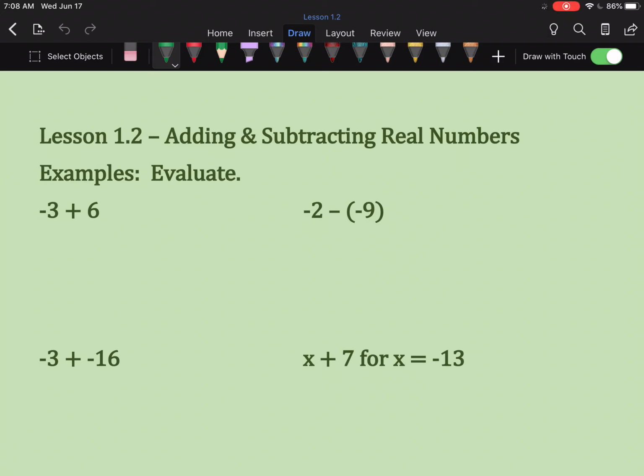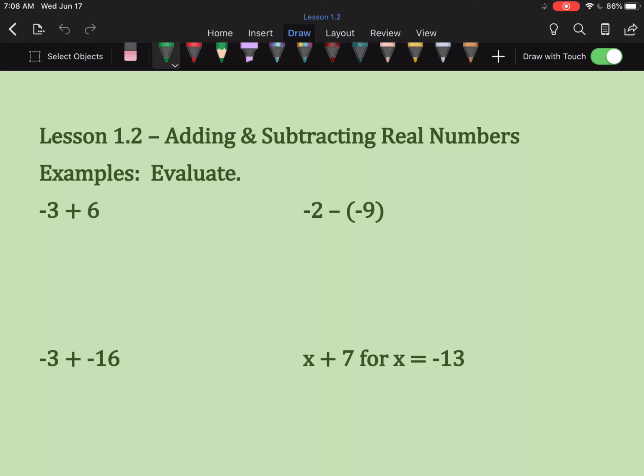Okay, so adding and subtracting real numbers. I'm essentially going to be throwing everything at you all at once. Decimals, fractions, rational numbers, integers, everything. But we've done these all in 6th grade math, most of it in 5th grade math, definitely in pre-algebra, so we're okay. So -3 plus 6.